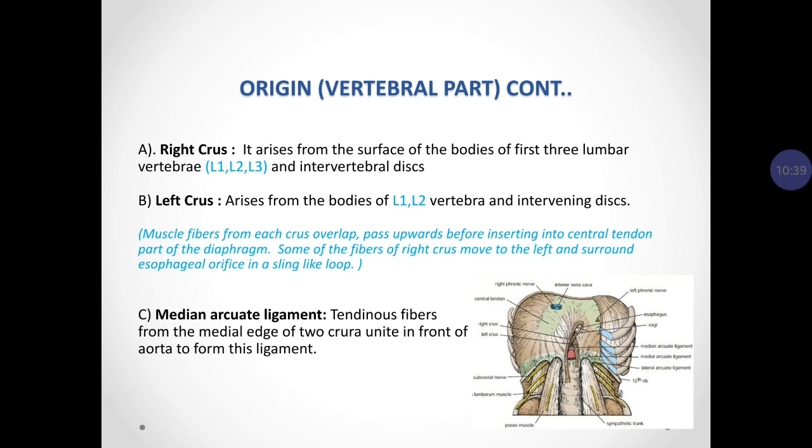The right crus, as we have seen from the previous diagram, arises from the surface of the bodies of the first 3 lumbar vertebrae, L1, L2 and L3, and the discs. Left crus fibers arise from L1, L2 vertebrae and the intervening disc. As I told you, some of the fibers of the right crus then move to the left, and in a sling-like loop they surround the esophageal orifice. From the medial edge of the 2 crura, the fibers cross over in front of the aorta and form the median arcuate ligament.